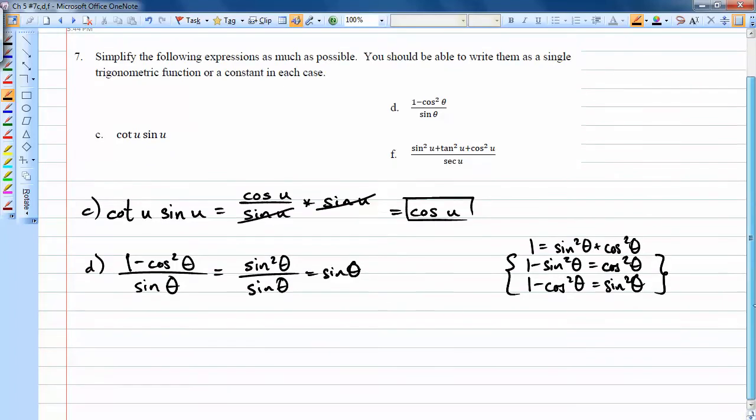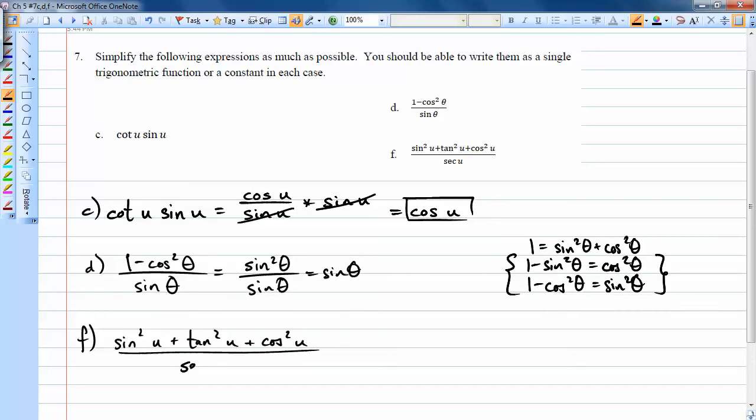So then we got one more here. Oh, sorry. Yeah, no, that was D. F. So F is sine squared u plus tan squared u plus cos squared u all over secant u. All right.